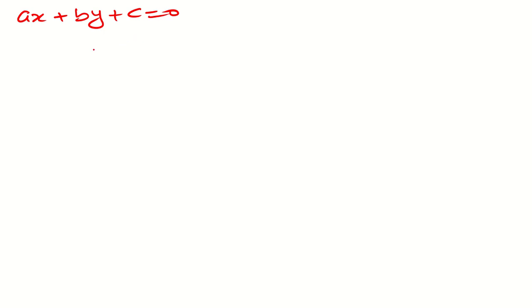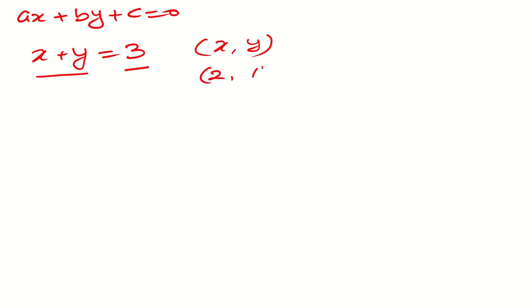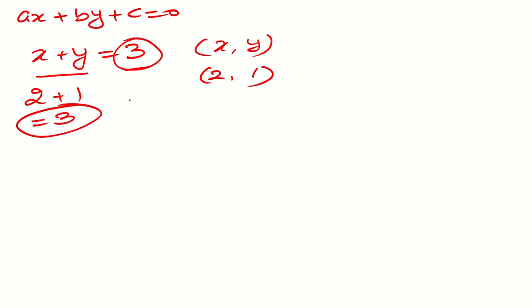solution also. Solution means, for example, if you have the equation x + y = 3. Okay, so a solution means any point which satisfies this equation. Satisfy means the left hand side and right hand side must be the same for the values of x and y, only then it will be called a solution. So for example, if we take 2 and 1, here if you put x equal to 2 and y equal to 1, then what you will get? 3. So 3 is here, 3 is here, it means they are the solution.